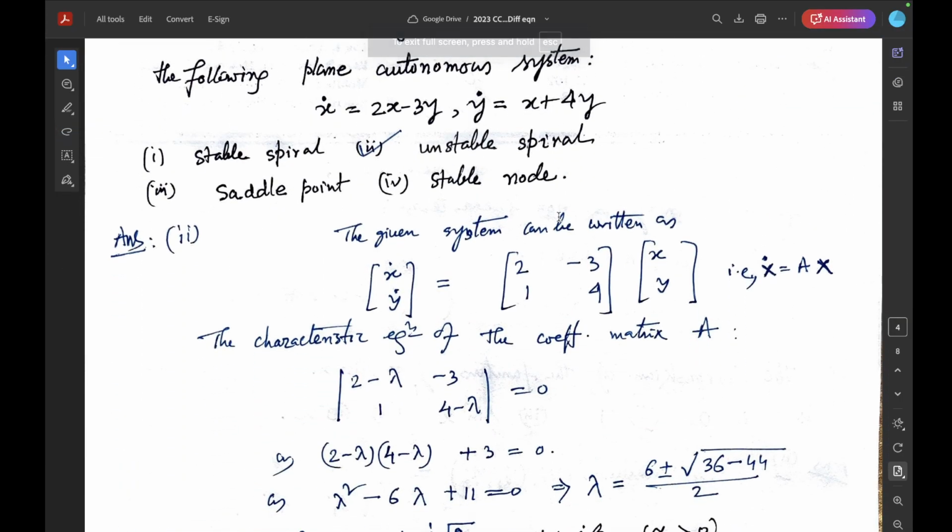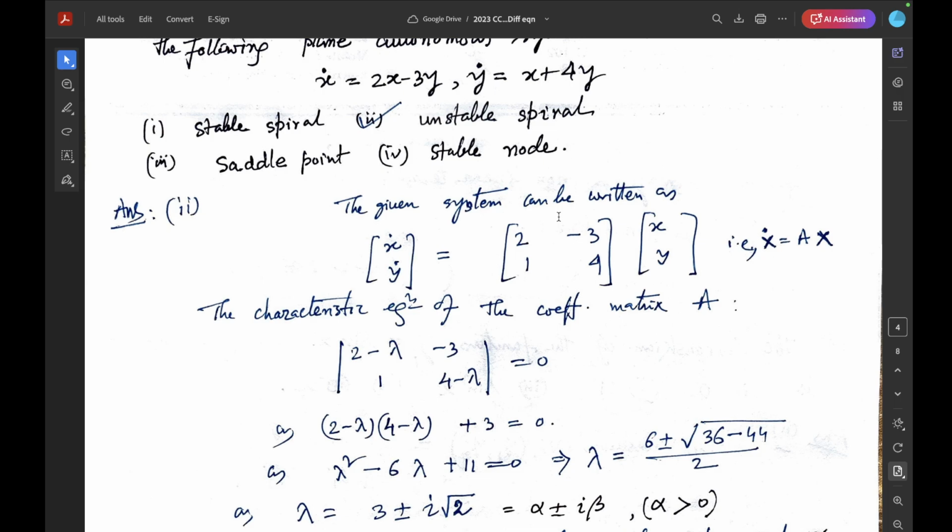The given system can be written in matrix form as the column matrix x dot, y dot equals the 2 by 2 matrix with entries 2, minus 3, 1, 4, times the column matrix x, y. That is, capital X dot equals capital A times capital X, where capital X dot is the column matrix x dot, y dot, and capital A is the 2 by 2 coefficient matrix 2, minus 3, 1, 4.